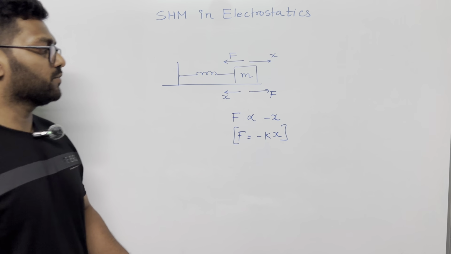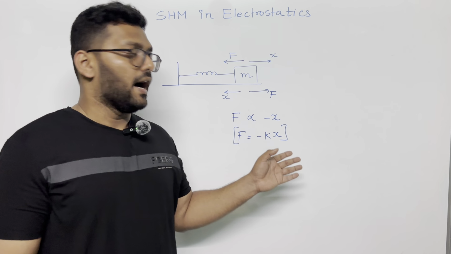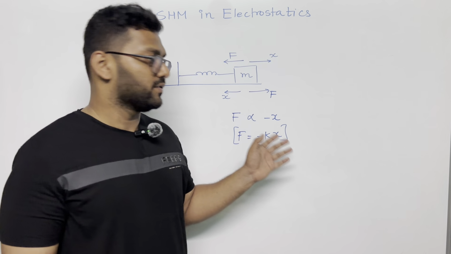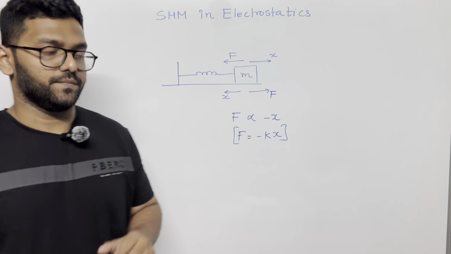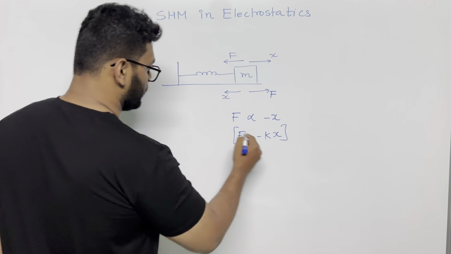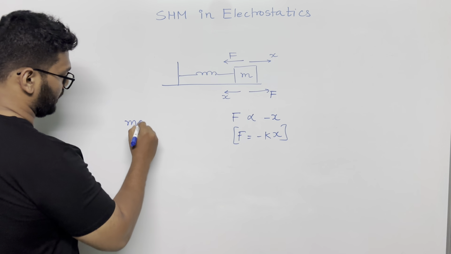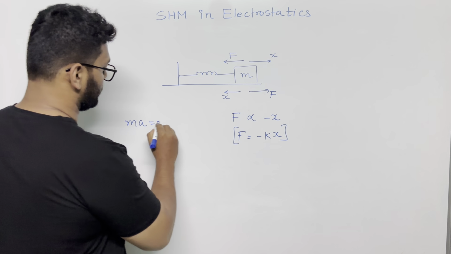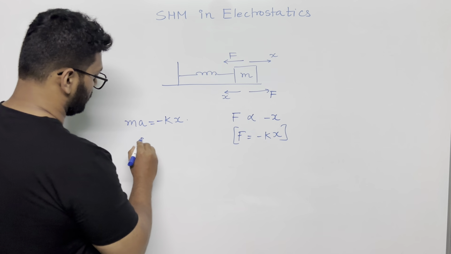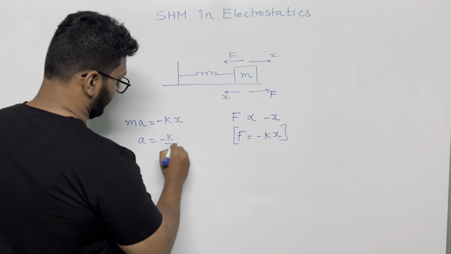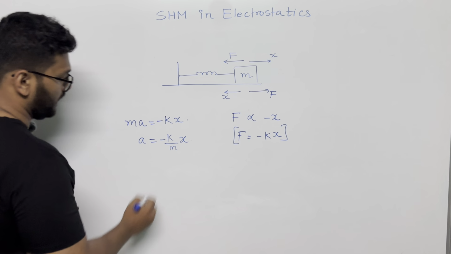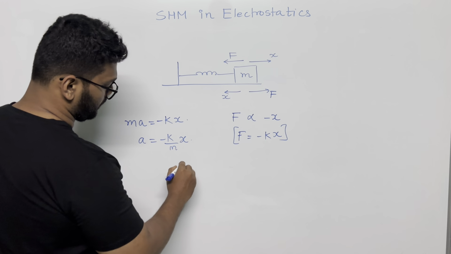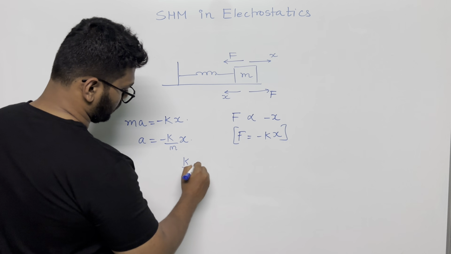The systems which follow this force law are simple harmonic motion systems. They do simple harmonic motion, right? And if you write this as ma, because according to Newton's second law F is equal to ma, this is equal to minus kx. So a is equal to minus k by m into x, right? And k by m is nothing but omega square.